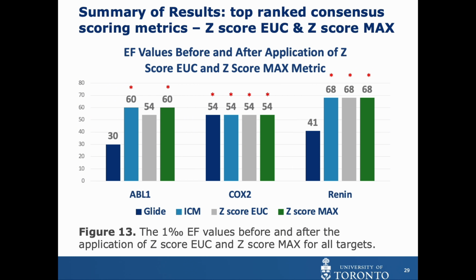Figure 13 demonstrates that applying the Z-score Euclidean norm and Z-score maximum also improves the 0.1% enrichment factor value. Note that values marked with an asterisk represent the maximum possible enrichment factor for the dataset. The improvements of early enrichment by these two data fusion metrics make them valuable tools for future virtual screening.